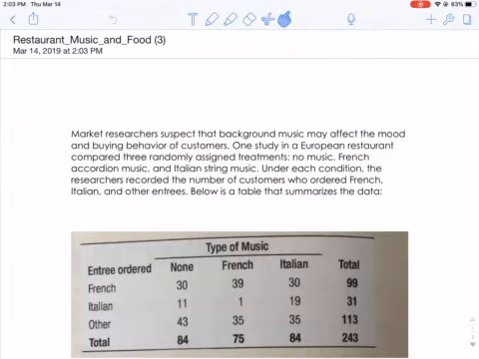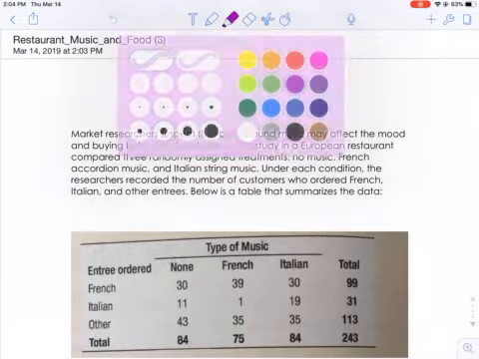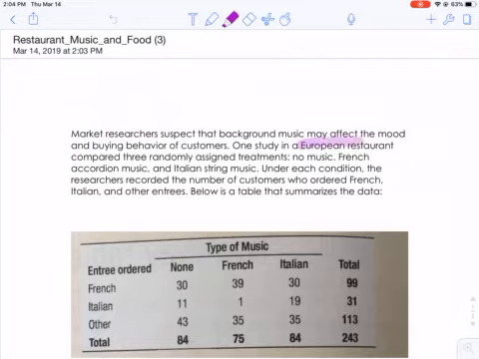I'm going to walk you through restaurant, music, and food, the problem that I presented to you in class today. Now, market researchers suspect that background music may affect the mood and buying behavior of customers. So one study in a European restaurant compared 3 randomly assigned treatments: no music, French accordion music, and Italian string music. Under each condition, researchers recorded the number of customers who ordered French, Italian, and other entrees.